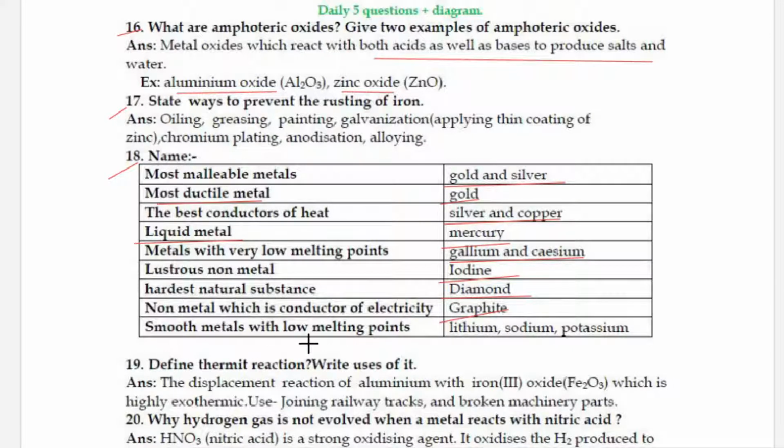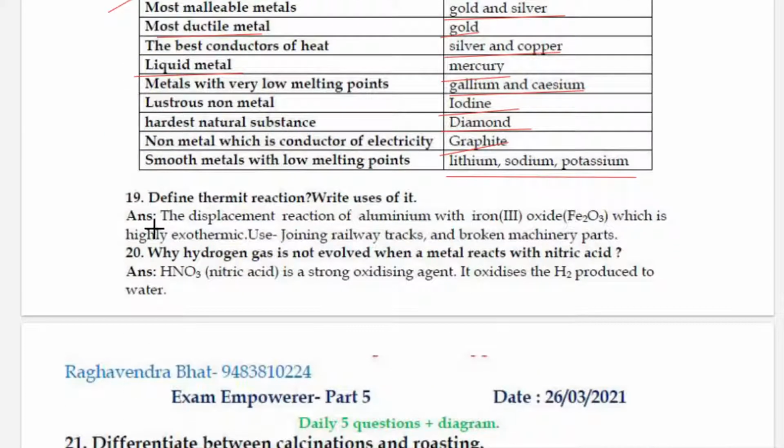Smooth metals with low melting points: lithium, sodium and potassium. Next question: define thermite reaction, write uses of it. The displacement reaction of aluminium with iron oxide, which is highly exothermic, is known as thermite reaction. Uses: we can see the uses of the thermite reaction, joining railway tracks and broken machinery parts.